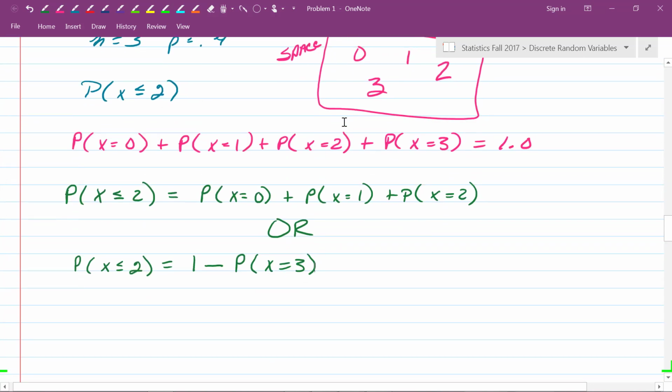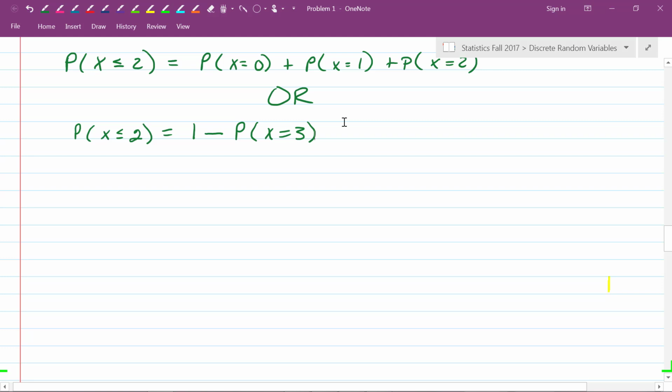So how do I find out what is the probability that x equals 0? And what is the probability that x equals 1?